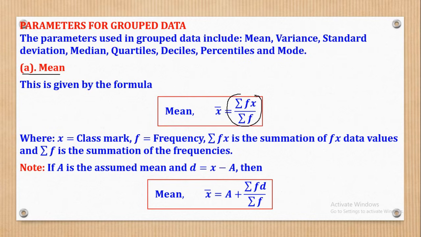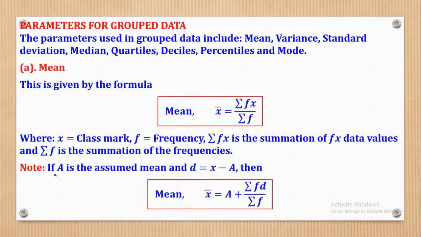So for example, mean, this is the formula. It is somehow the same as the one we saw before, but the difference is that now x means class mark. Previously x meant data value, but now x means class mark as long as it is grouped data. Frequency is the same. f is frequency, and fx is the summation of fx. The rest is the same, but this x has changed.